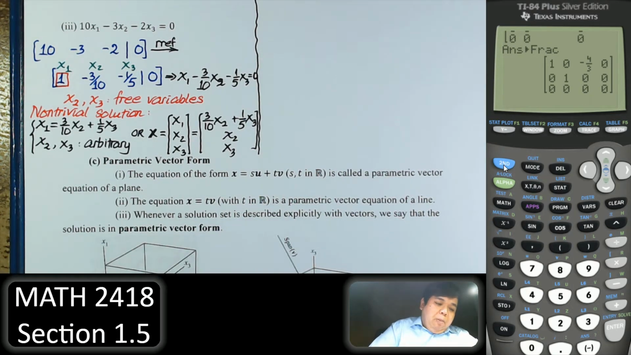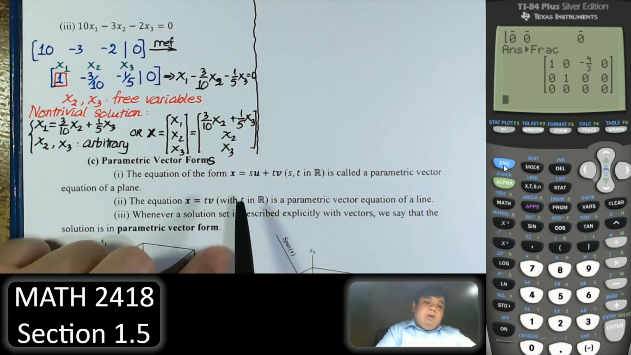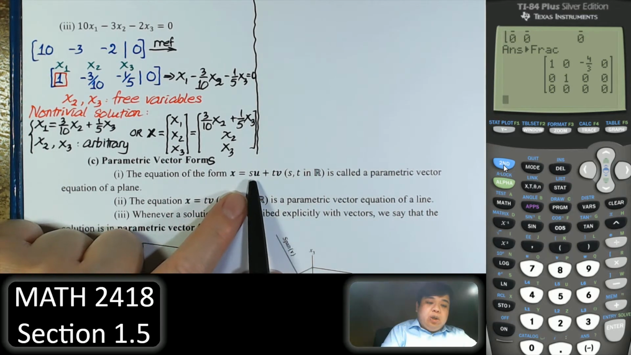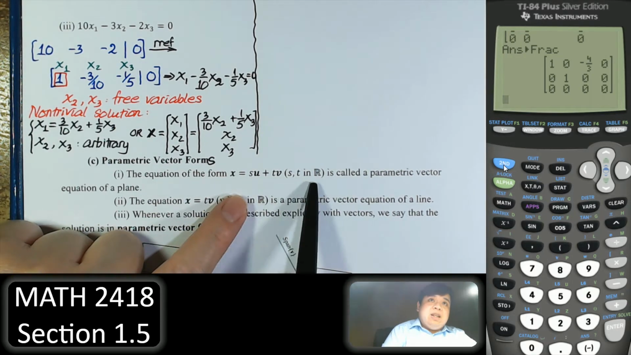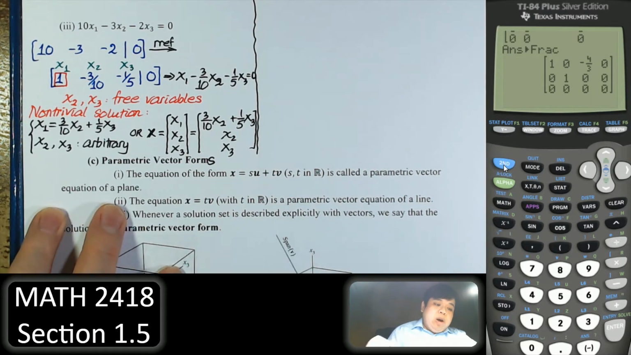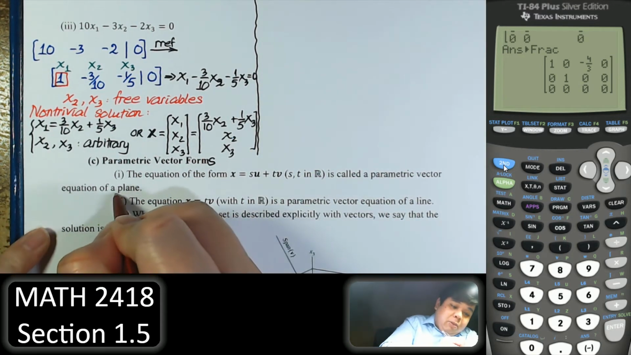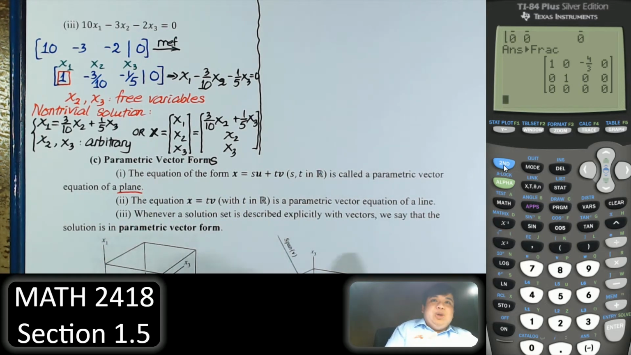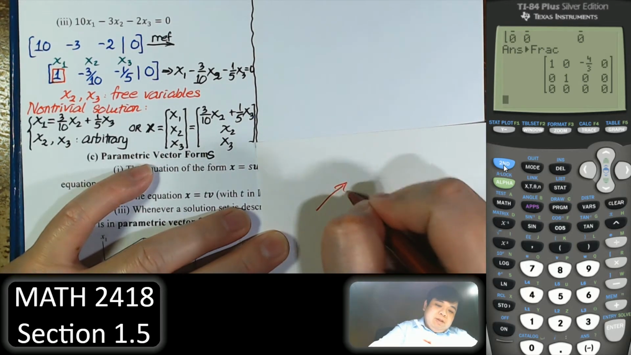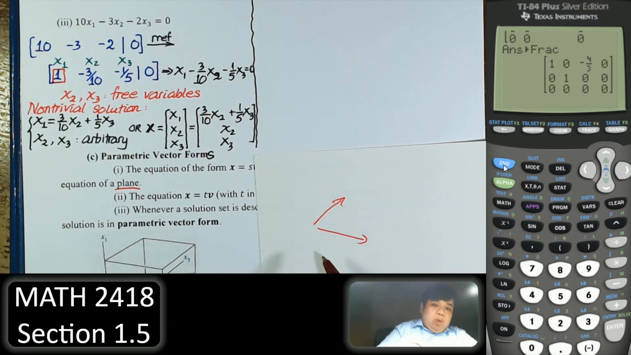Right, now parametric vector forms. An equation of the form x equals s times u plus t times v, where u and v are vectors and s and t are real numbers, is called a parametric vector equation of a plane. Seeing here we have 2 vectors, it's going to be a plane. Remember the example that I used in the previous section. If we have 2 vectors that are not multiples of each other, we will have the whole plane.